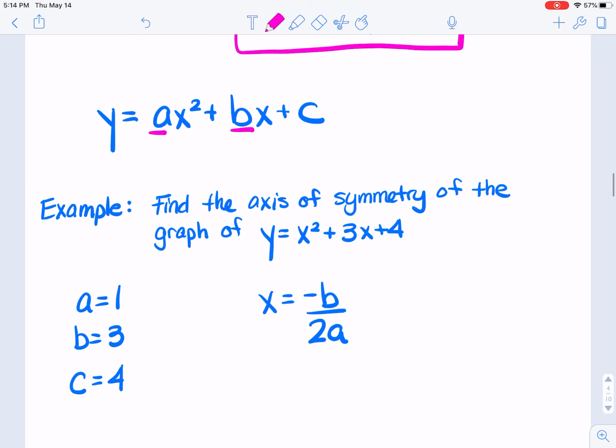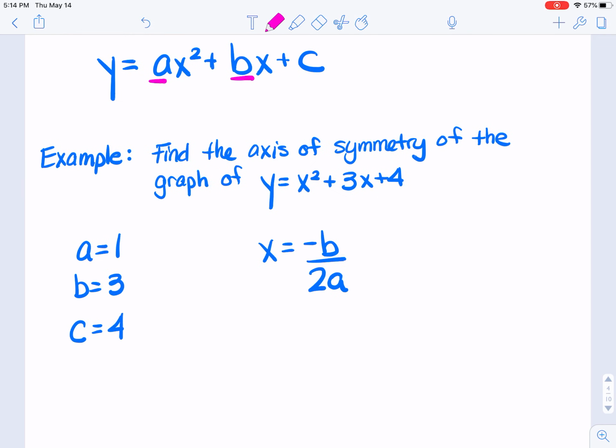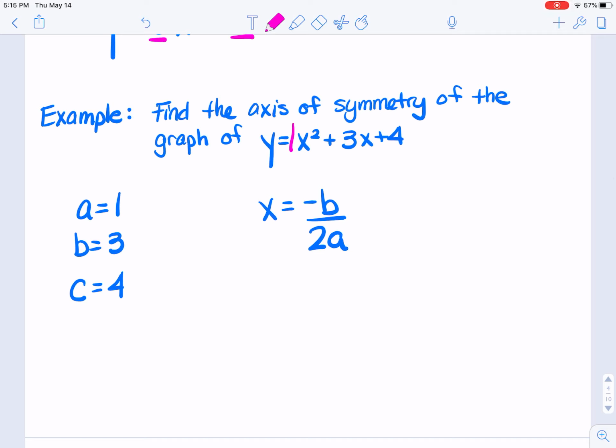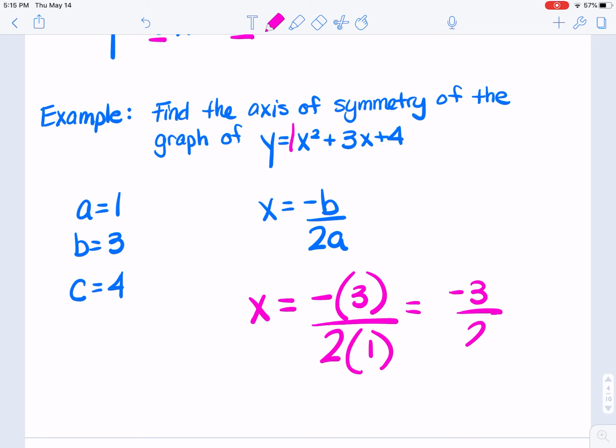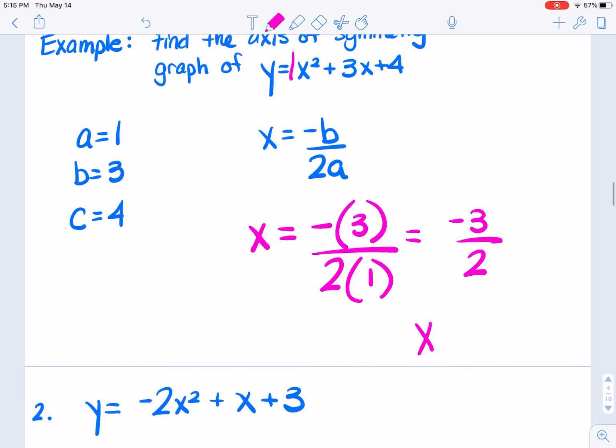So let's take a look at this first example. Find the axis of symmetry of the graph y equals x squared plus 3x plus 4. So your A value, again, there's nothing there. That doesn't mean there's a 0. There's an invisible 1. B is 3. C is 4. So my formula is x equals negative b over 2a. So I have negative b, which is 3, over 2 times a. This gives me negative 3 over 2. So my axis of symmetry is x equals negative 3 over 2.